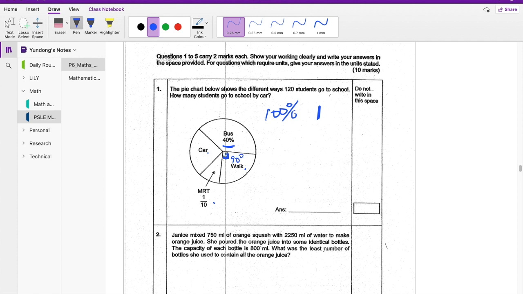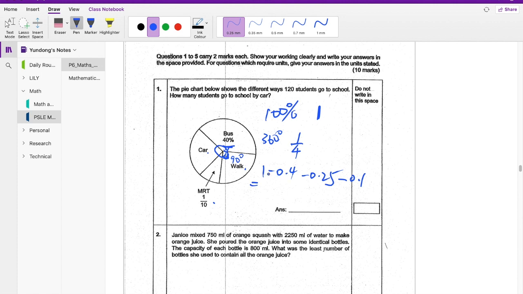So for a circle, which is in total 360 degrees. So for the walk, it is 1/4, right? So we want to calculate how many go by car, right? So we want to find the ratio of the car first. So the ratio is 1 minus 40%, which is 0.4, right? 0.4 minus walk, which is 1/4, which is 0.25, right? Then minus MRT, 1/10, which is 0.1, right?